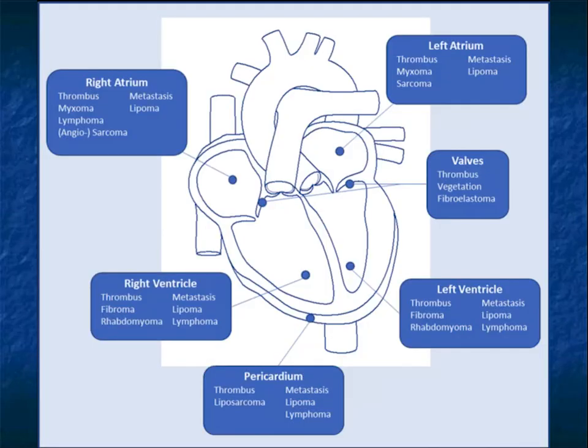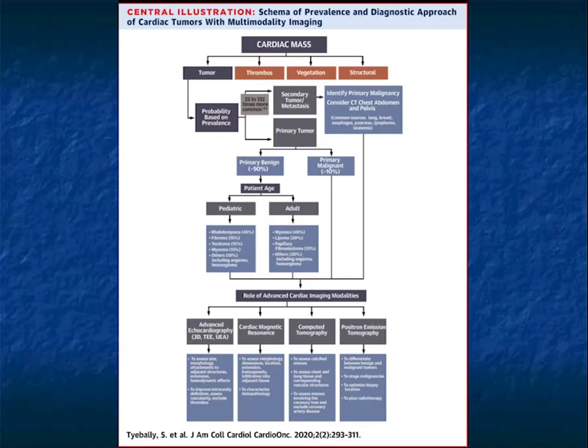This article nicely shows some of the different appearances. It's a breakdown from this article by Tibbley, which makes the point that you can look at a cardiac mass and kind of divide it up. They did the tumor, thrombus, vegetation, structural. When they looked at tumors, they followed it from secondary to primary.